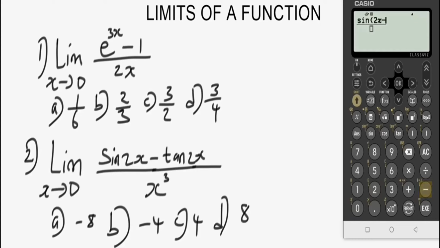We have minus tan 2x, shift and this button, close the bracket, over. So we have x, shift and this button, to the power 3. Okay, so guys, let's press execute and see the output of the values we have input on this calculator.